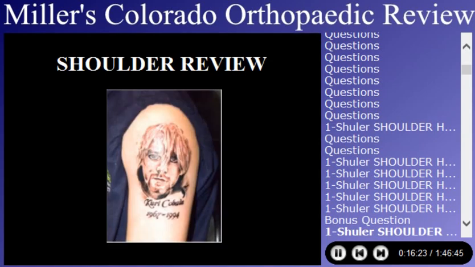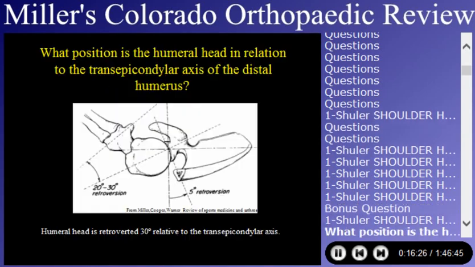Shoulder review. Position of the humeral head in relation to the transepicondylar axis, distal humerus. Don't forget, it's 20 to 30 degrees retroversion, but the glenoid is also 5 degrees retroverted.